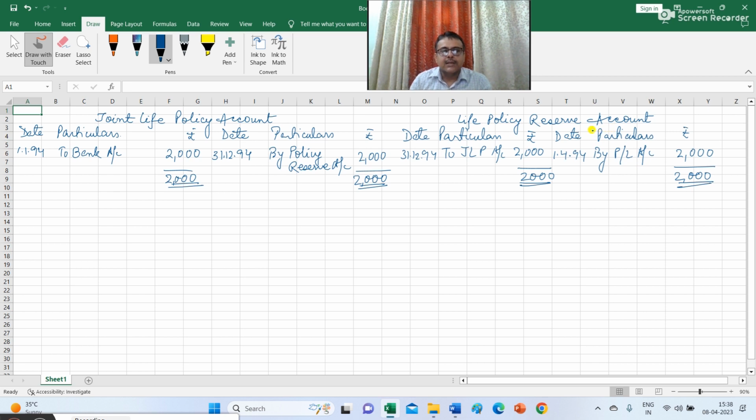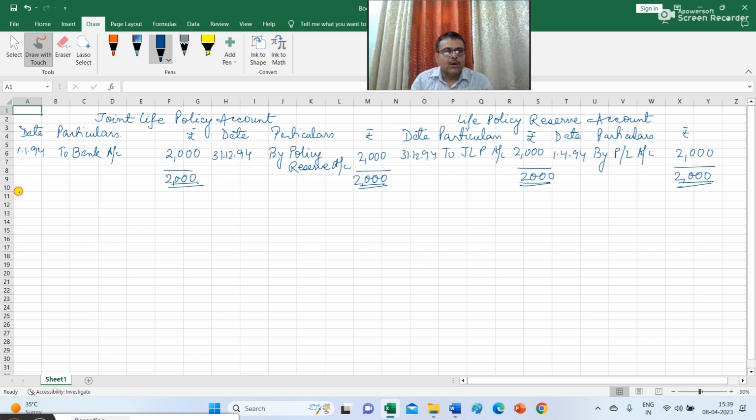It is given that the surrender value for the first year is nil. So the balance in joint life policy account will be transferred to policy reserve account because the surrender value is nil. So I have transferred this balance by policy reserve account to joint life policy account, and in policy reserve account I have transferred to joint life policy as rupees 2000.